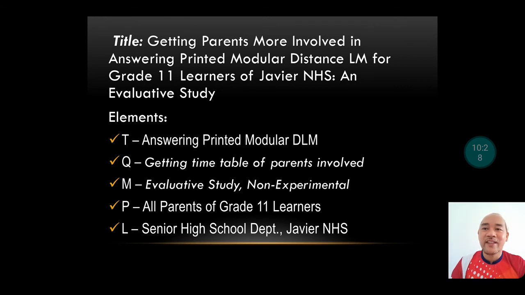Then what is the method? Evaluative study. Ibig sabihin, non-experimental siya. So ano sa non-experimental? Descriptive type lang. O descriptive, evaluative. Kaya yun ang method na gagamitin natin. Sa population, all parents of grade 11. Ito na yung sinasabi ko kanina. Grade 7 doon. Convenient sa atin ay grade 11. Sorry for that. So grade 11 learners. Saan natin makikita ito or yung location nila ay doon sa Senior High School Department of Javier National High School.